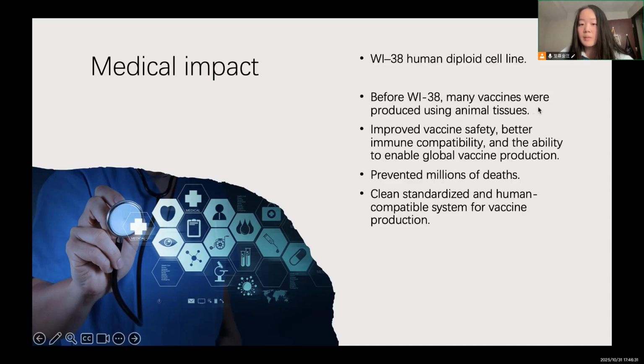It also provides a source for vaccine research, because before that, many researchers used animal tissues which were contaminated and not really relevant for human use later. And now it is clean and standardized because we can use the WI38 human diploid cell line.